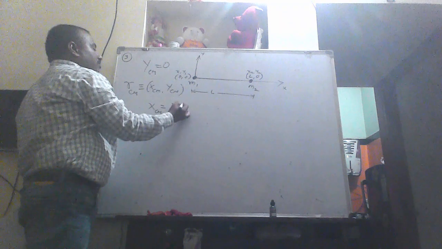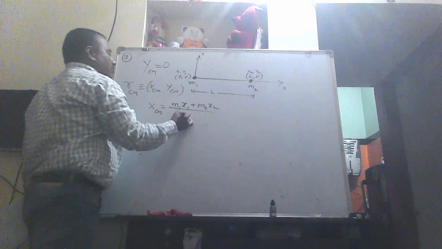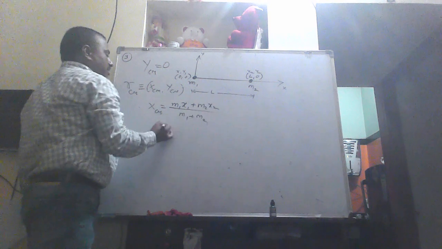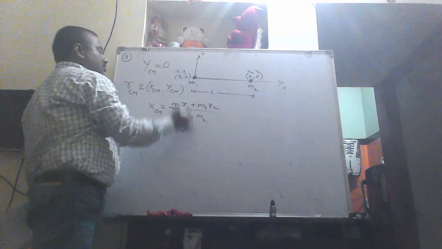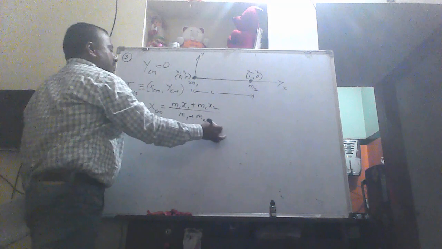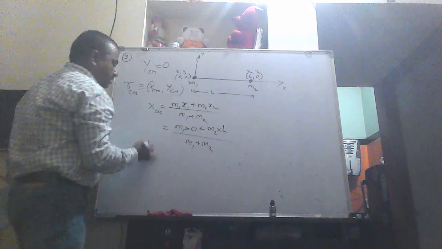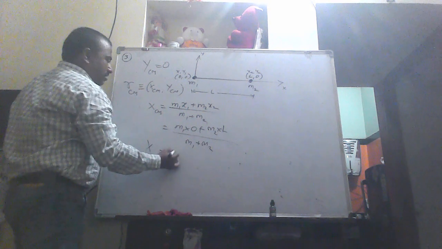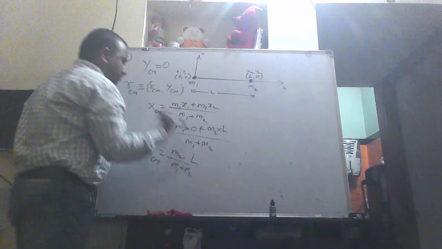For x center of mass we just use (m1 x1 plus m2 x2) divided by (m1 plus m2). Here m1 has x1 coordinate 0, plus m2 has x2 coordinate L, divided by m1 plus m2. So the answer is x center of mass equals m2 divided by m1 plus m2, into L.